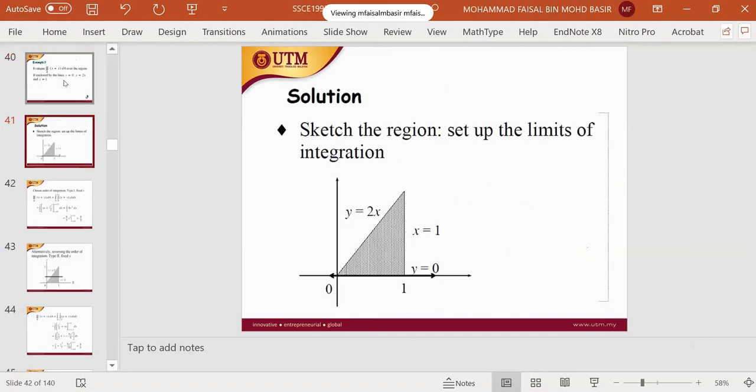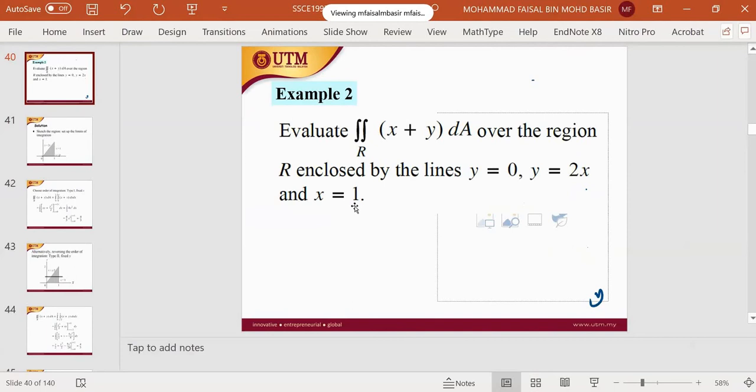So the most important thing is you have to find the correct limit. It's actually, the hint is here. Okay? But you have to sketch in order to get another limit for X. Okay?